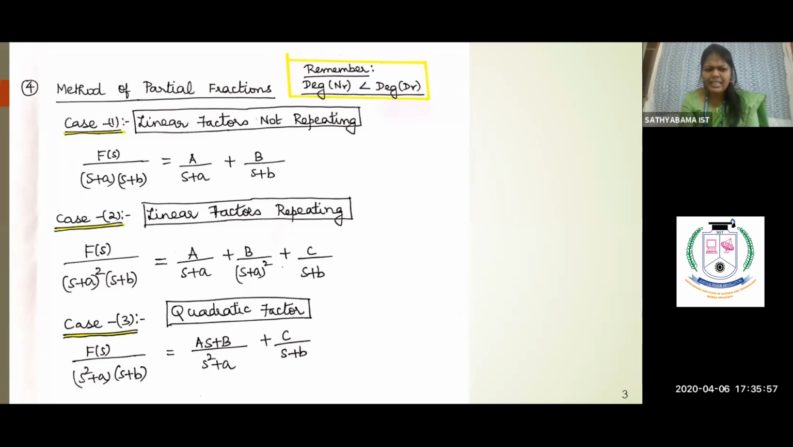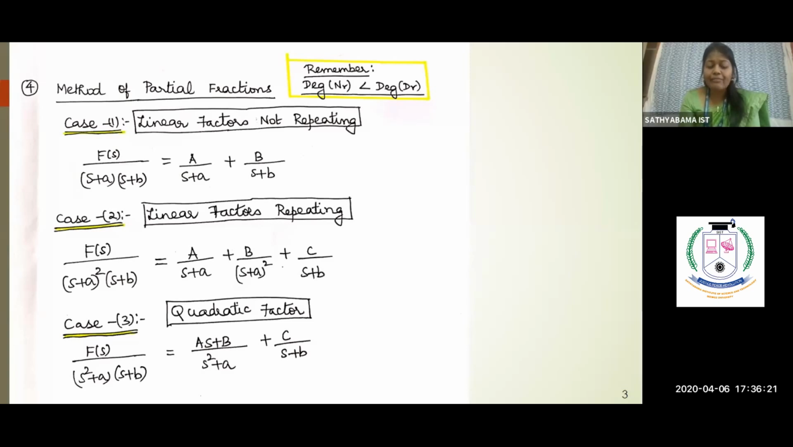Okay. Now, let's say you have (s plus a) the whole cube. Then how will you write this as the same function as A by (s plus a) plus B by (s plus a) the whole square plus C by (s plus a) the whole cube plus D divided by (s plus b). Okay, that's how it will be when the linear factors are repeating. This is case 2. Now I want you to look at case 3.